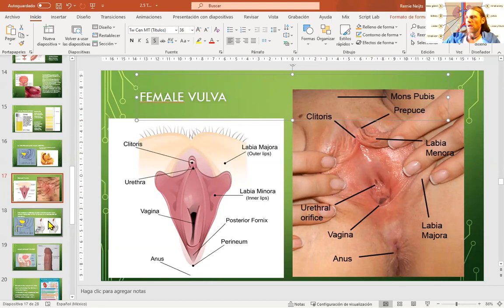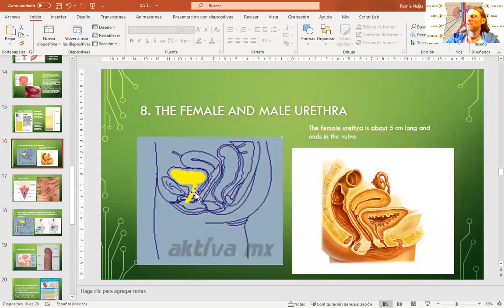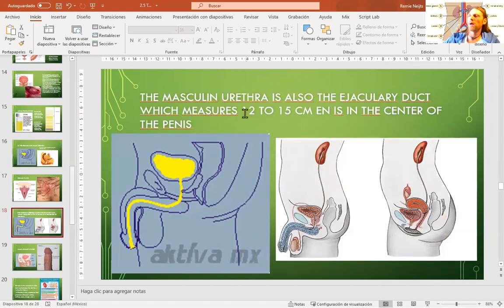Then let's have a look at the male system. Like I said, the female urethra is only 5 centimeters long. The male one is 12 to 15 centimeters long, depending on the size of the penis. And that's the very same reason why males don't often have problems with urinary infections, because this is on the outside, and it's quite hard for bacteria to travel all the way up.